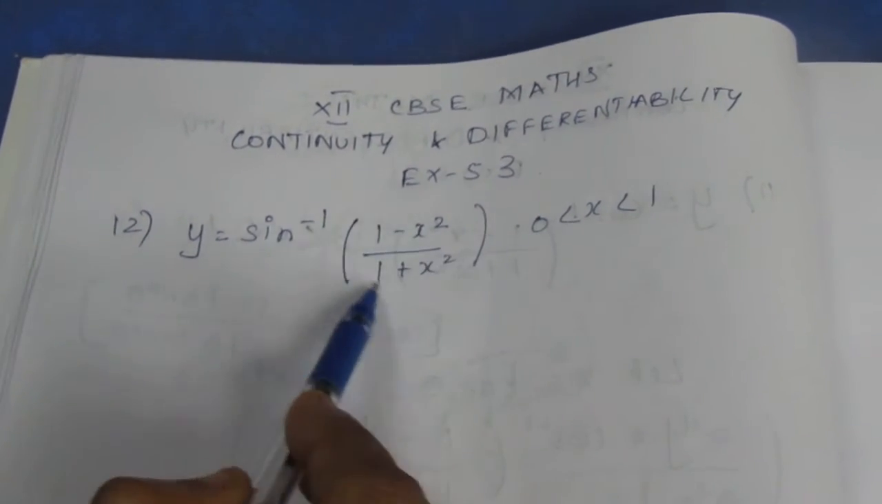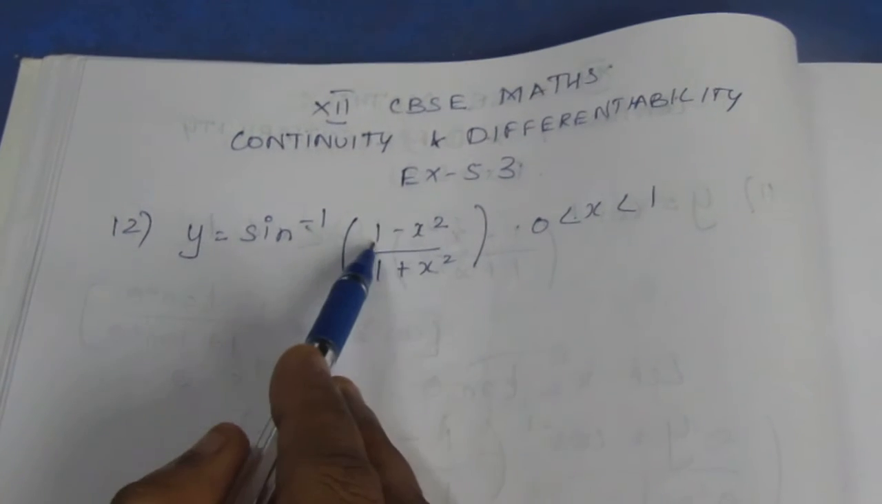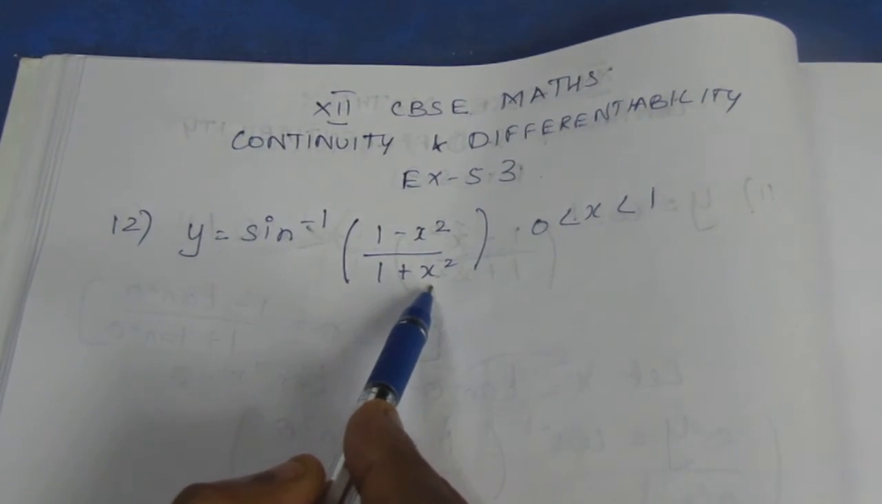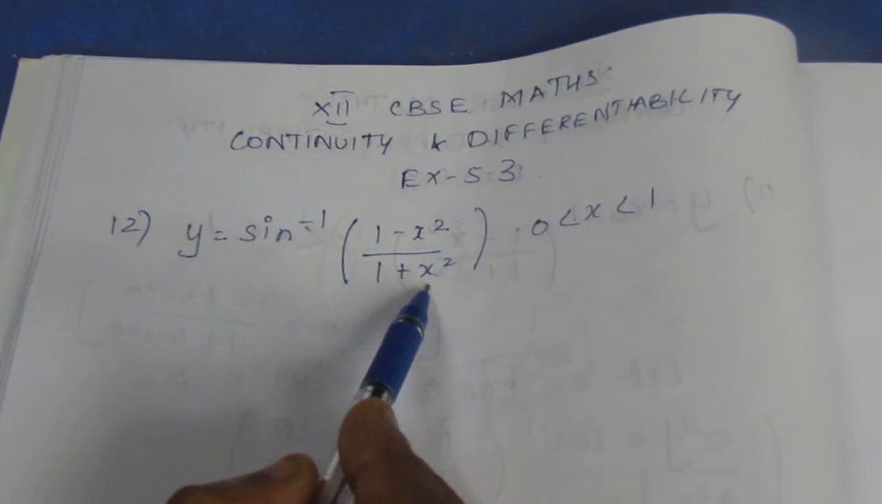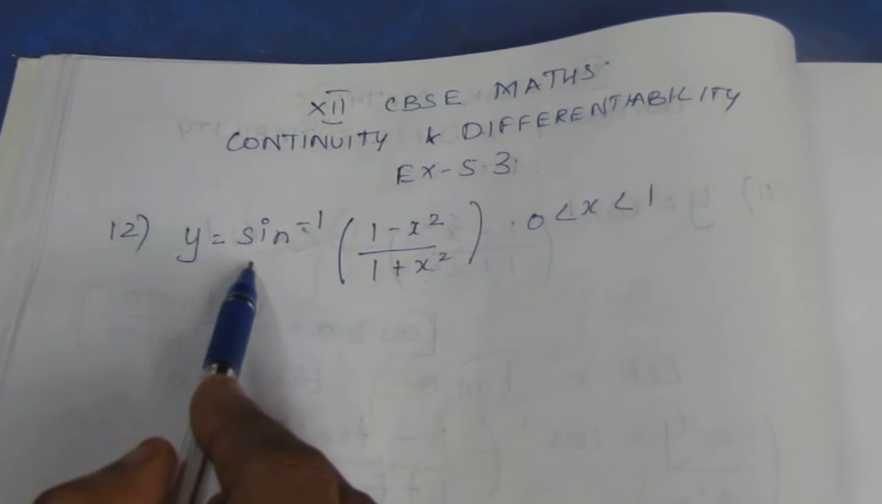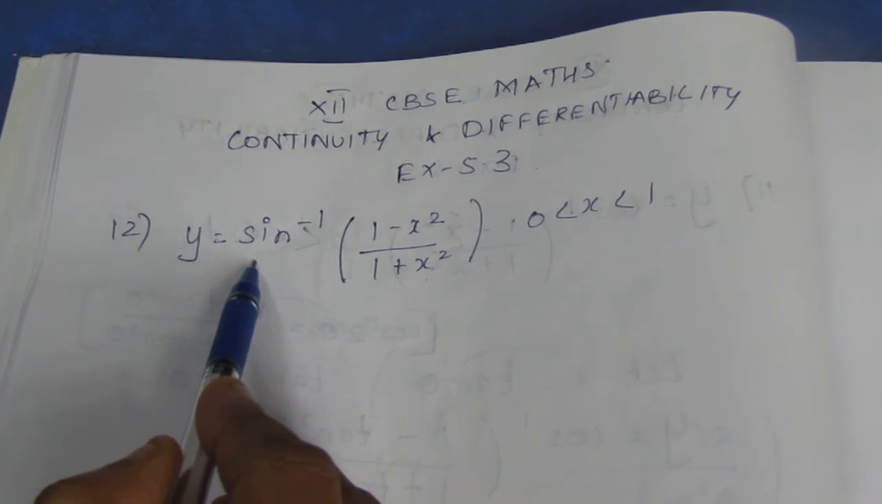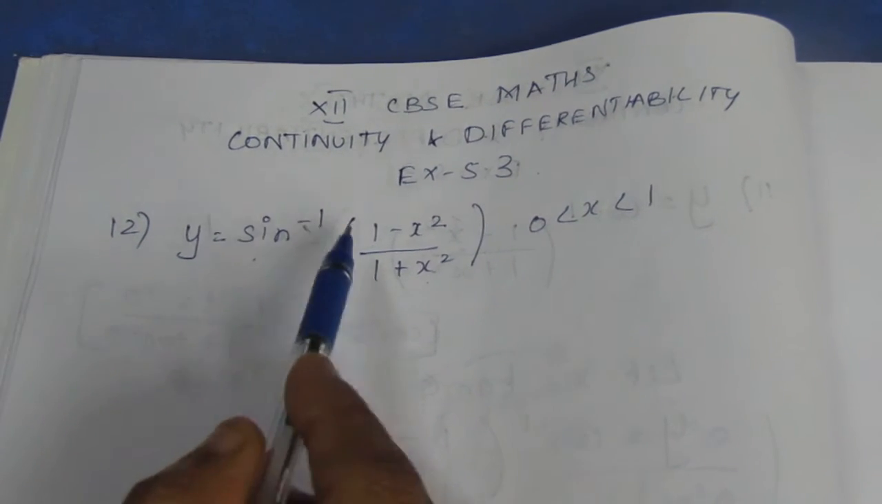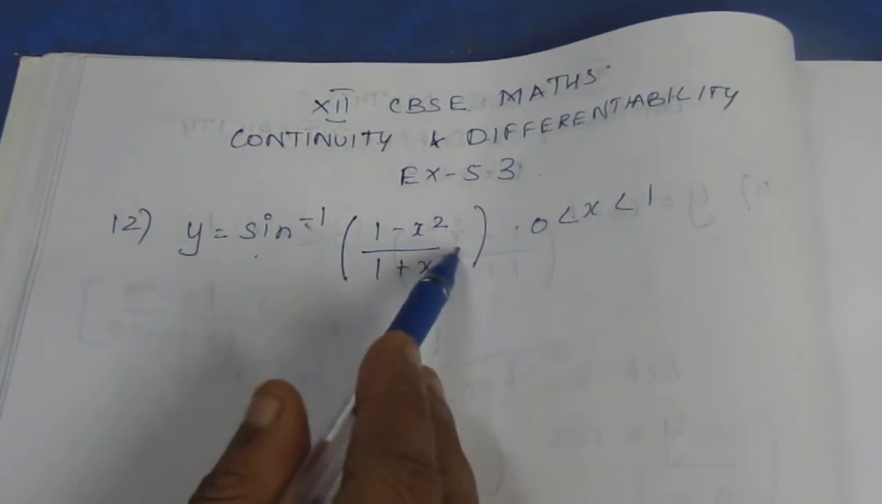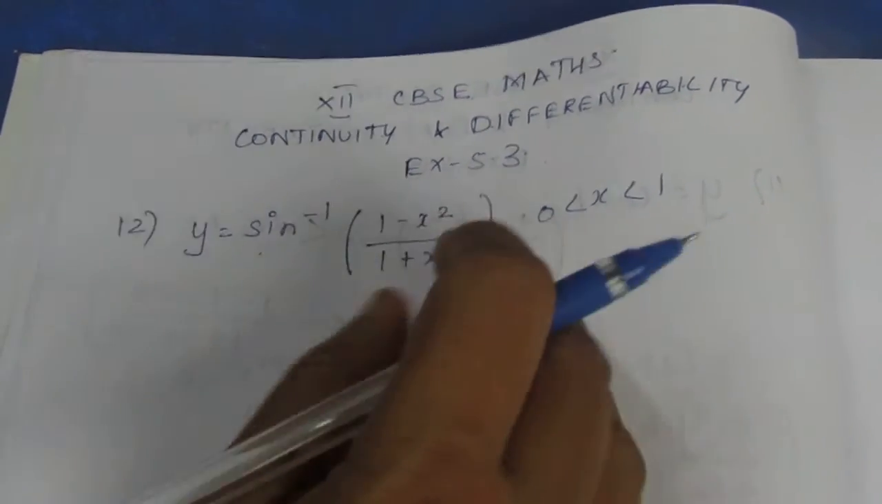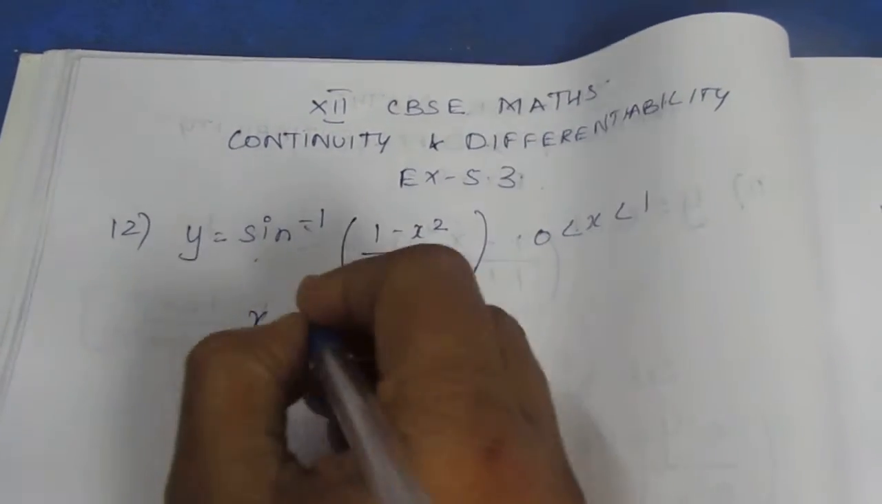This is of the same pattern of 11th sum. Here it is 1 minus x square by 1 plus x square. We need to substitute a value for x to solve it easily. If we differentiate sine inverse directly, it becomes 1 by root of 1 minus x square, which becomes a huge expression. It will be difficult for you to solve. For that reason, we are going to change x to be tan theta.